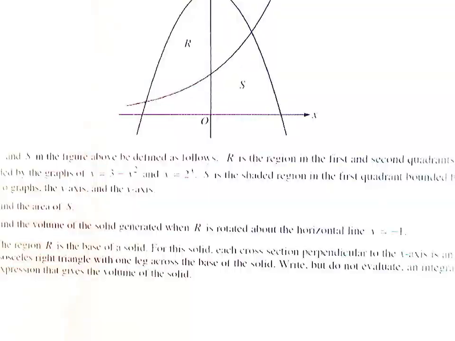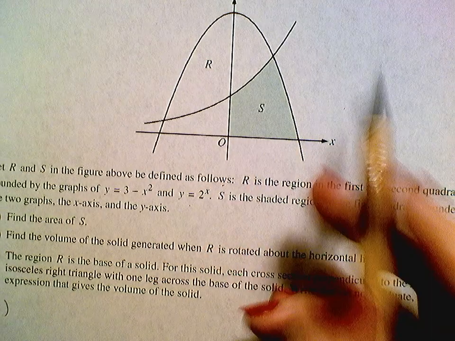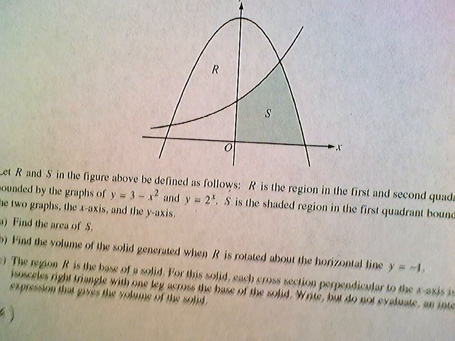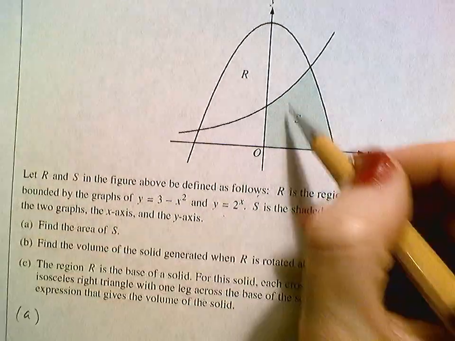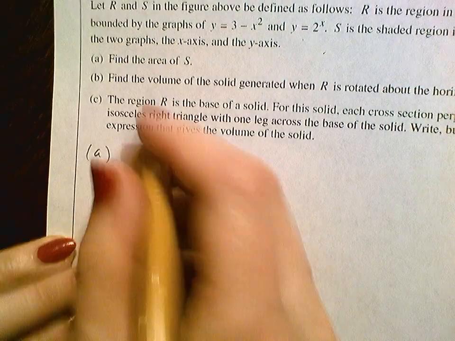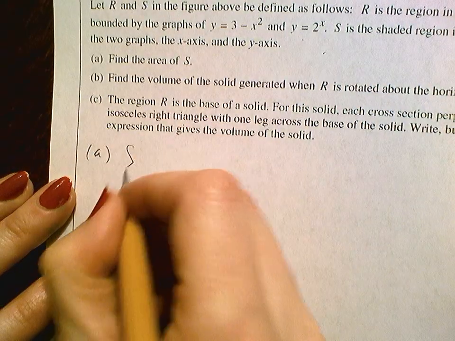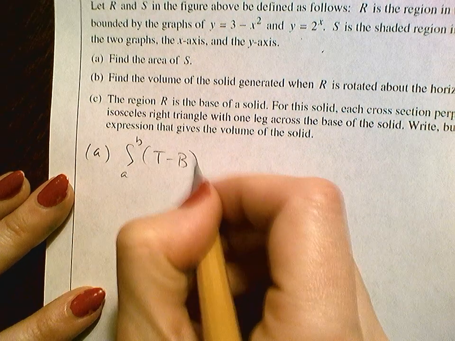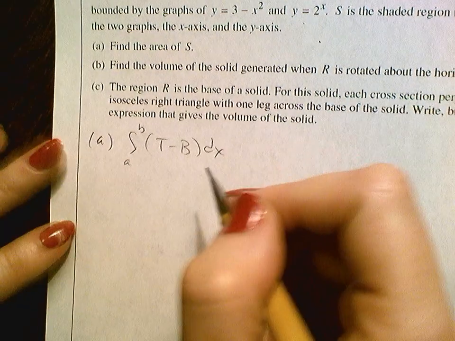In this case, I guess you could do either, but if you can do top minus bottom, you should do that. Only do right minus left if you have really no choice, or if things are given to you in terms of y. So I'm going to go like this. It's going to be the integral from A to B, top minus bottom dx. That's what I want, because that's the formula. I'm just writing it down.